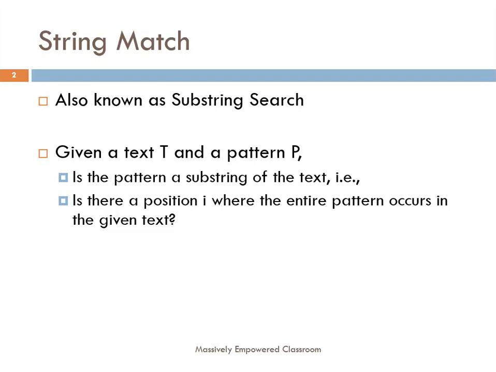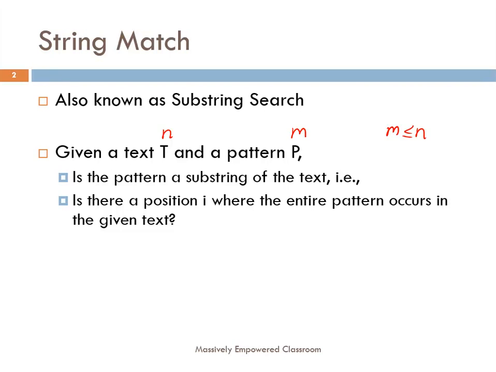So we are given a text T, let's say its length is n, and we are given a pattern P, let's say its length is m, and m must be less than or equal to n. If the pattern you are looking for is longer than the text, then the text could never contain that pattern as a substring. So obviously m must be less than or equal to n. Typically it is much less than n.